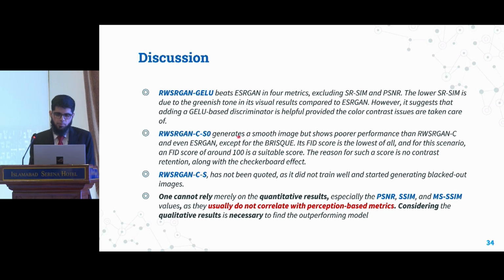And the other variants also provided a smooth image, but they weren't as good as the best performing model. The important thing here is that we cannot rely only on the quantitative results. Like you can see in the table, there were some variants which had better scores than our best performing model in PSNR, SSIM and MSSIM values, but they do not correlate with perception based metrics. These are the metrics which I highlighted with light blue. So basically the visual images are not that good, so we have to incorporate the qualitative results as well.